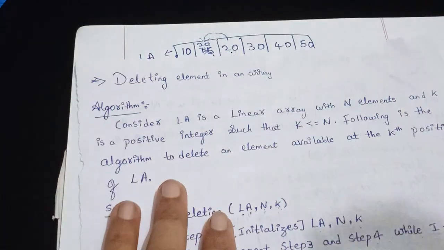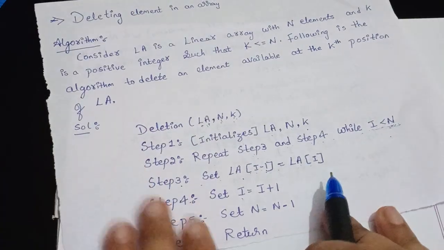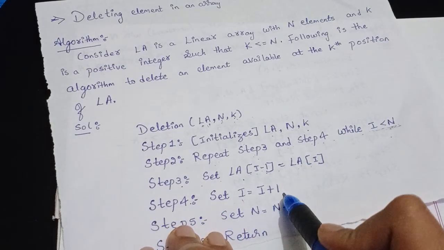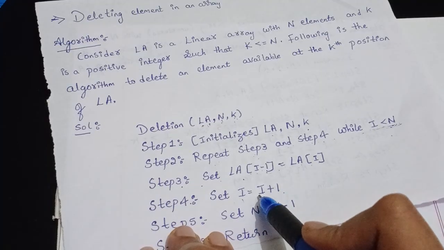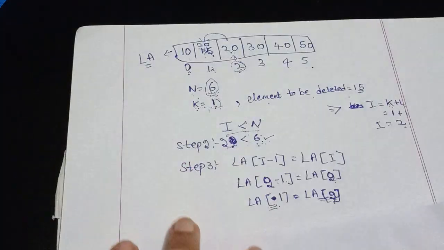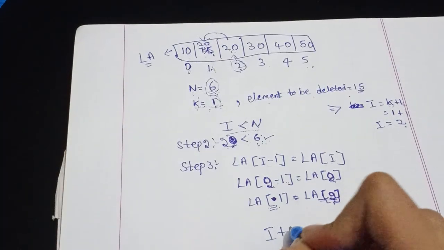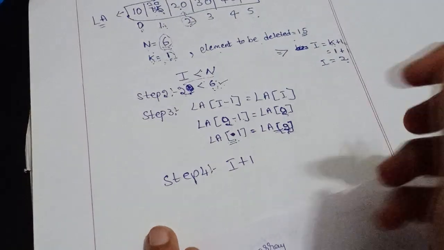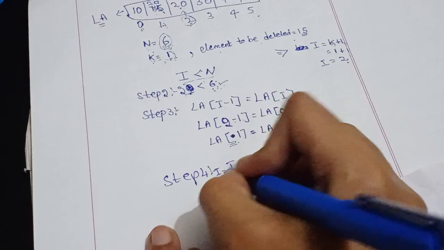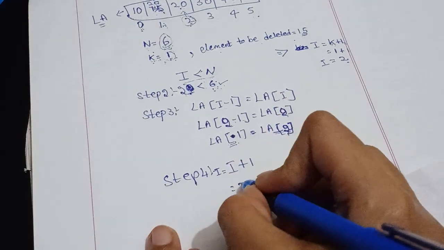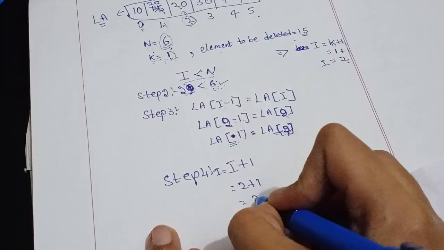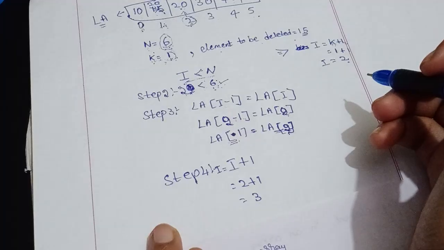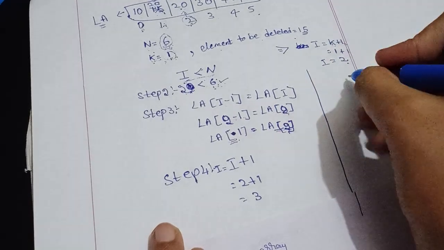Now we'll see the next step in the algorithm. They said set I is equal to I plus 1. So what is the I value we have? I value we got here is 2. Step 4, they said I is equal to I plus 1. So I is 2, and 2 plus 1 is nothing but 3. Now our I value has been incremented. Before it was 2, and now it has been incremented to 3.